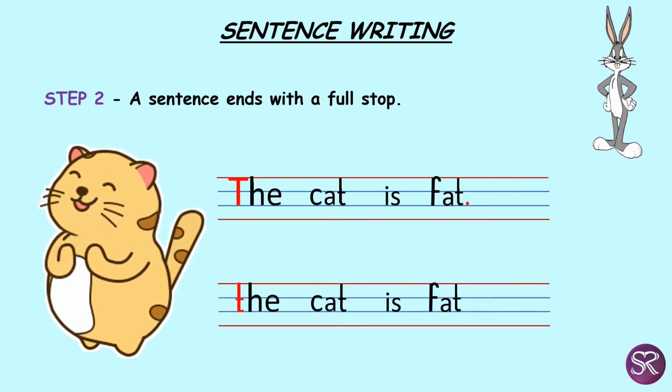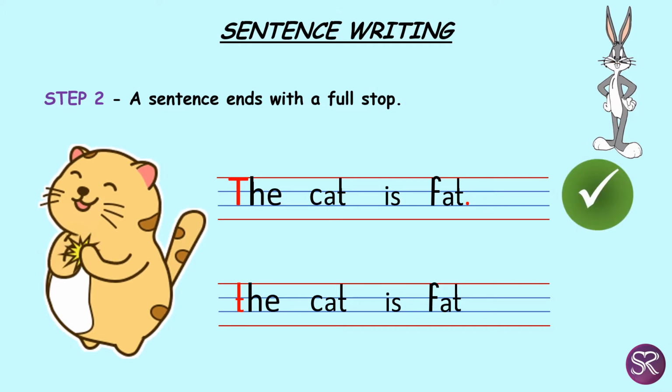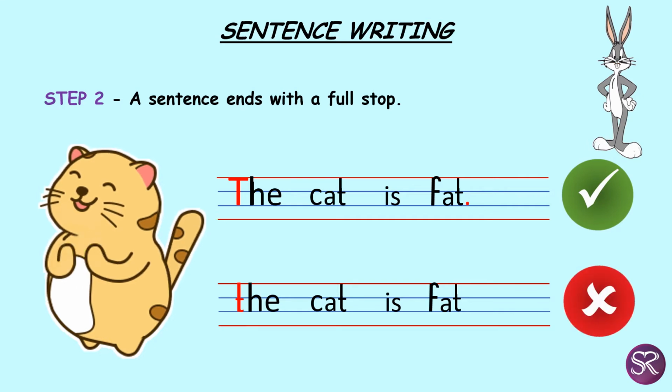The cat is fat. Look here. Step 1 and step 2, these two in the second sentence it's not been followed. So which one is correct? Yes, the first statement is correct. The cat is fat. The first letter of a sentence should be a capital letter and the sentence ends with a full stop. The second one is wrong.